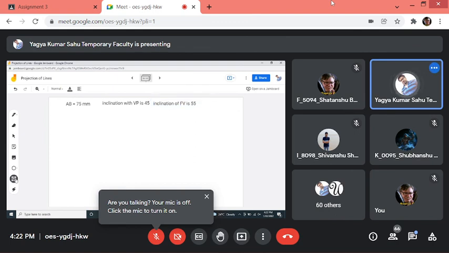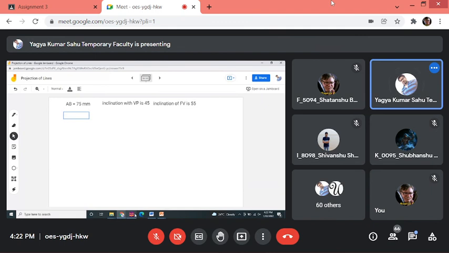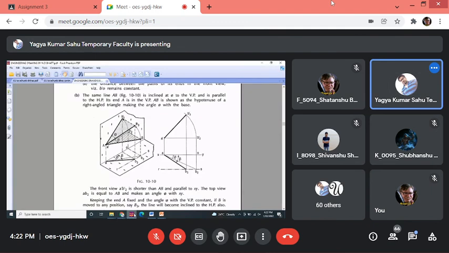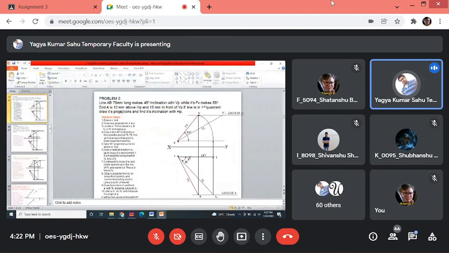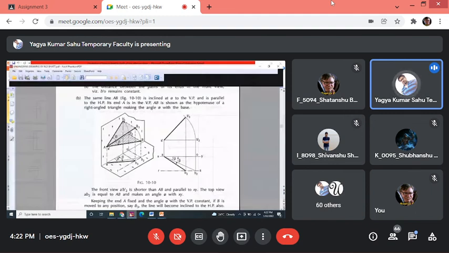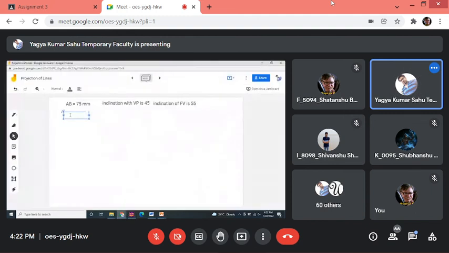And what else is given? The coordinates of A, that is 10 and 12 mm: A is 10 mm above and 12 mm in front of VP. That much is given. Okay, how will you start?